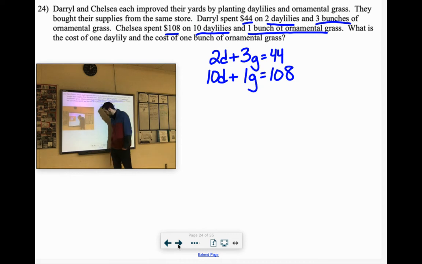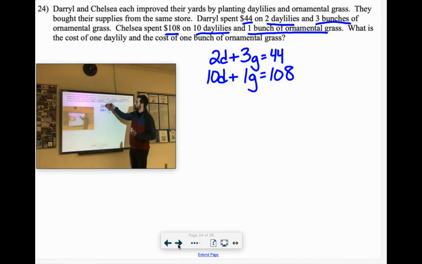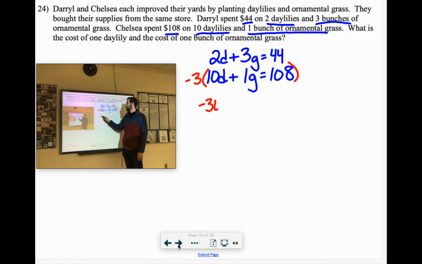Cool. We have to figure out the cost of each. Now, neither one matches up, but 2 goes into 10 5 times. We could use that. Or 1 goes into 3 times. I'm going to use that. Now that will give us both positive 3G. So, okay, we'll multiply by negative 3. Negative 3 times 10D would be negative 30D. Negative 3 times 1G would be negative 3G.